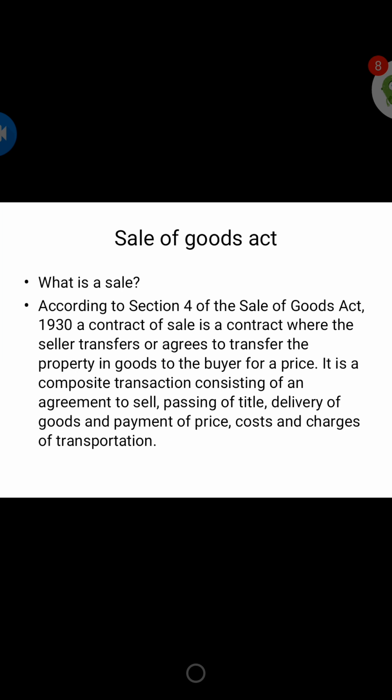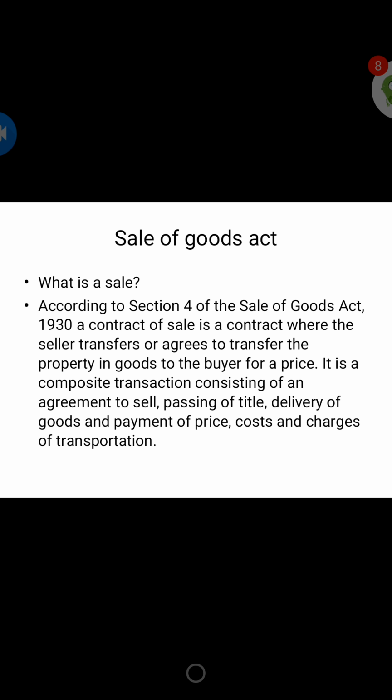Before going to the Sale of Goods Act, let's understand what is sale. According to Section 4 of the Sale of Goods Act 1930, a contract of sale is a contract where the seller transfers or agrees to transfer the property in goods to the buyer for a price. It is a composite transaction consisting of an agreement to sell, passing of title, delivery of goods, and payment of price, cost and charges of transportation. All this is included in your sale of goods.